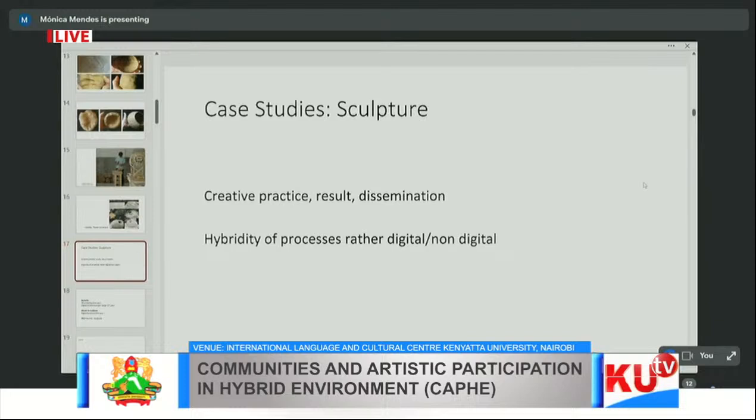And I now should pass to my brilliant colleagues. We'll go deeper into this idea of creative practice, presenting results and dissemination regarding hybrid processes of digital and non-digital, which tend to dismiss this kind of dichotomy. So please, José.